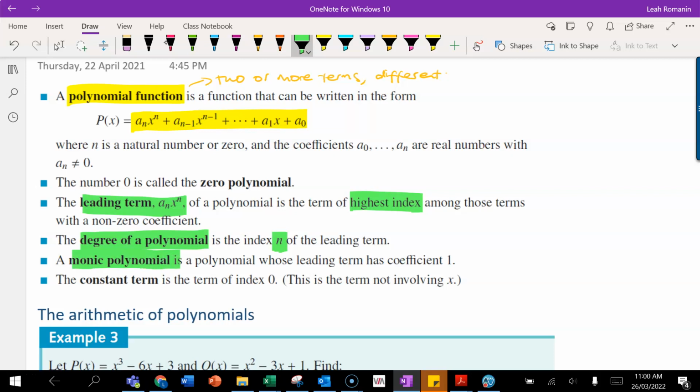The monic polynomial is a polynomial whose leading term has a coefficient of 1. And then the constant term has the index of 0. So remember, anything to the power of 0 is going to be equal to 1.